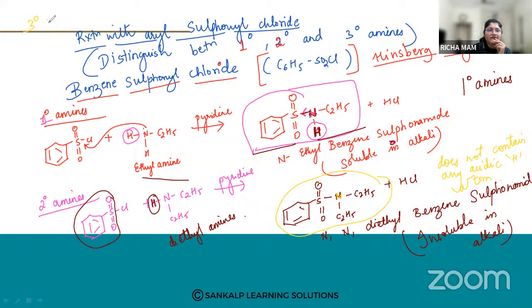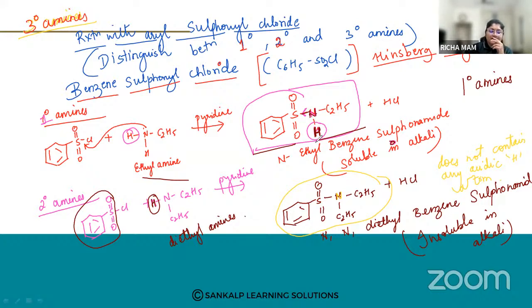Can you tell me about tertiary amines now? What will be the reaction with tertiary amines, students? How can you distinguish tertiary amines? If we take a tertiary amine, what will be the reaction? You cannot say insoluble. It does not react. Why? Because there is no hydrogen atom itself.